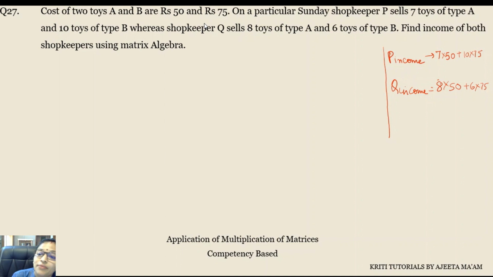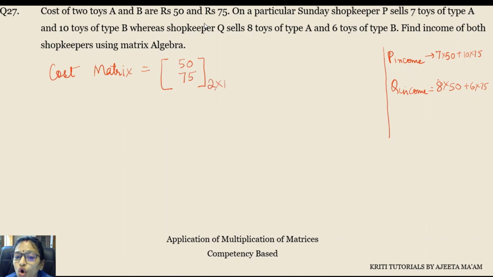So let's make the matrices, right? Suppose we have the first matrix of cost. So cost matrix, let's make it 50 and 75. Right? What is the order of this matrix? 2 by 1 because it has 2 rows and 1 column.